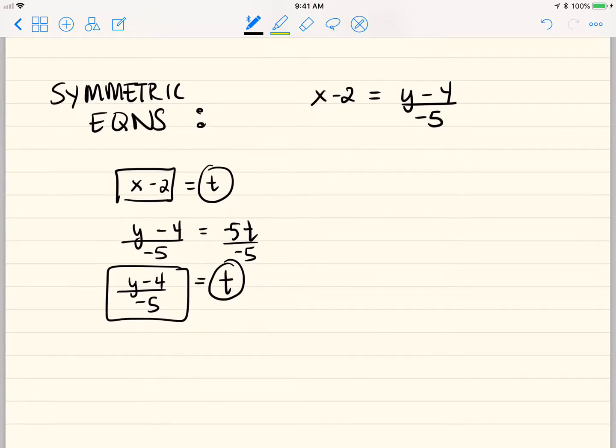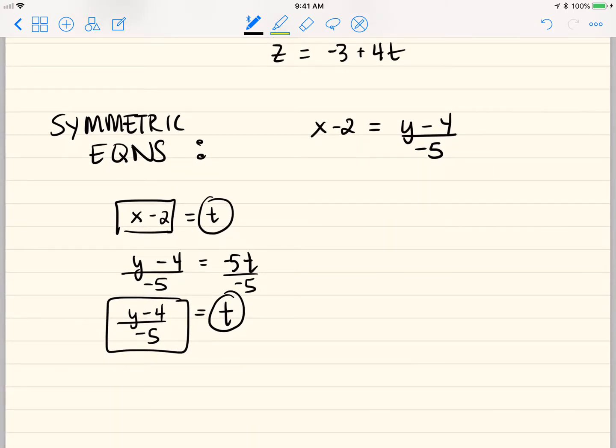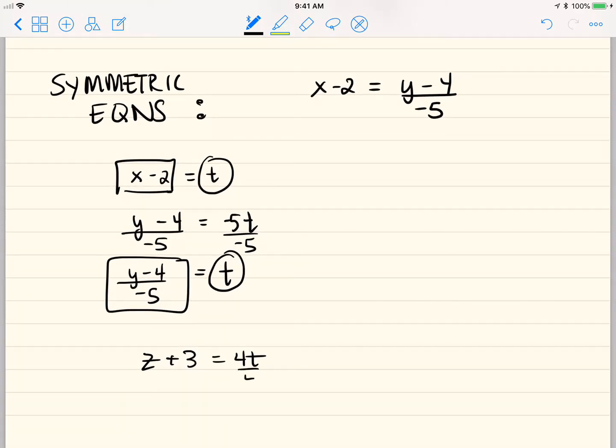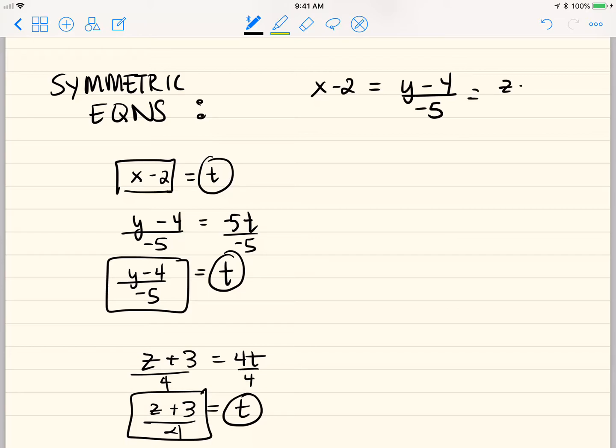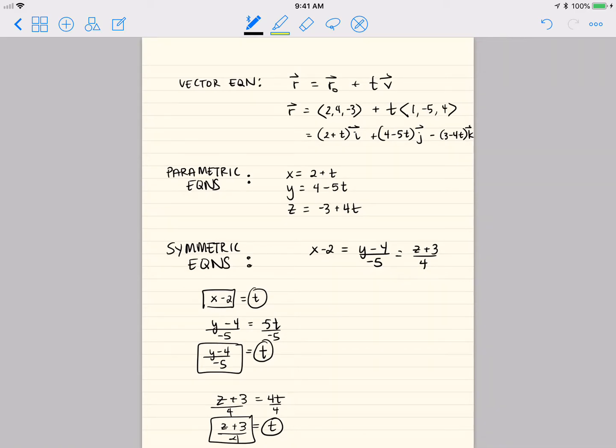Okay. And then the last I need is z plus 3 equals 4t. So now divide by 4, and I have t equals z plus 3 over 4. I'm going to add that, z plus 3 over 4. Okay. So we've got this here.